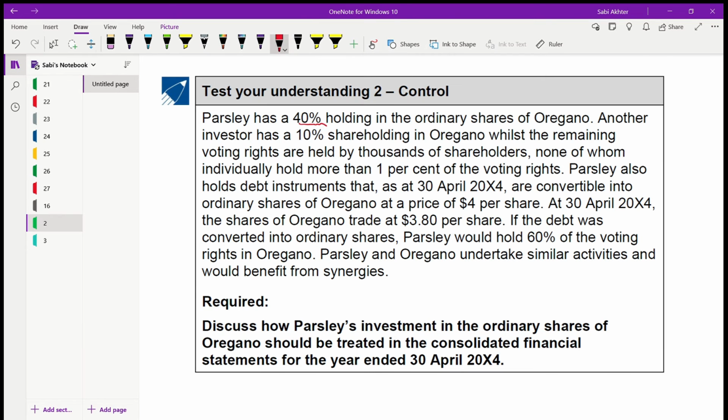Parsley has a 40% holding in the ordinary shares of Orangano. Another investor has a 10% shareholding, whilst the remaining voting rights are held by thousands of shareholders, none of whom individually holds more than 1% of the voting rights. Parsley also holds debt instruments that, as of 30th April 2004, are convertible into ordinary shares at a price of 4 per share. At 30th April 2004, the shares of Orangano trade at 3.8 per share. If the debt was converted into ordinary shares, they would hold 60%. Parsley and Orangano undertake similar activities and would benefit from synergies. Discuss how Parsley's investment in the ordinary shares of Orangano should be treated in the consolidated financial statements for the year ended 30th April 2004.